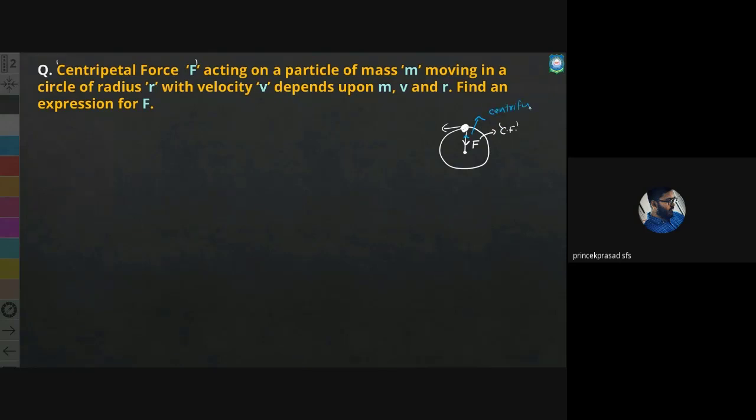Centrifugal. Here it is centripetal force which is asked. Now from this question, according to the question, what can I write? Tell, ATQ. What is given? The centripetal force depends on what all things? First one, mass.